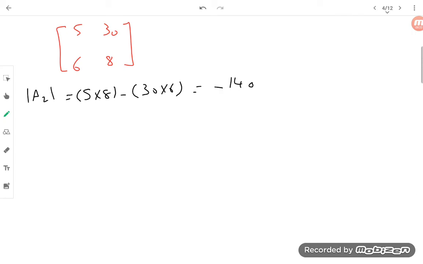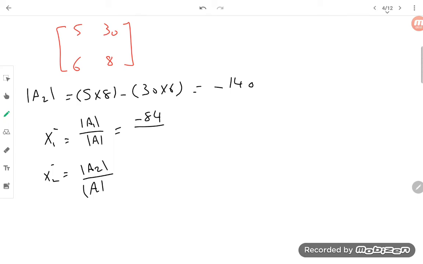Now we would like to find the value of x1 and x2. As we said, it's calculated as the determinant A1 divided by the main determinant, and with respect to x2, it is determinant A2 divided by the main determinant. A1 is calculated as -84 divided by the main determinant, which is -28, so the value equals 3.